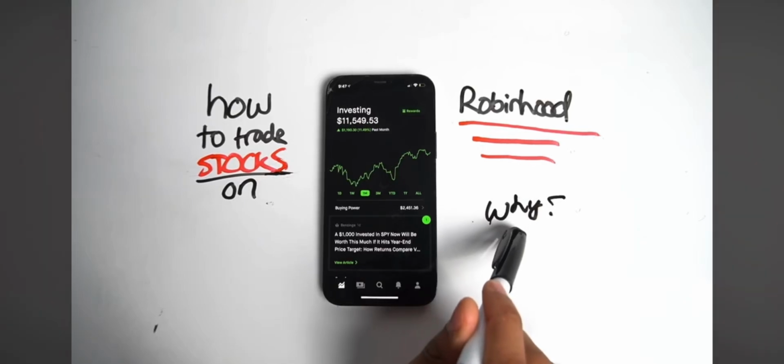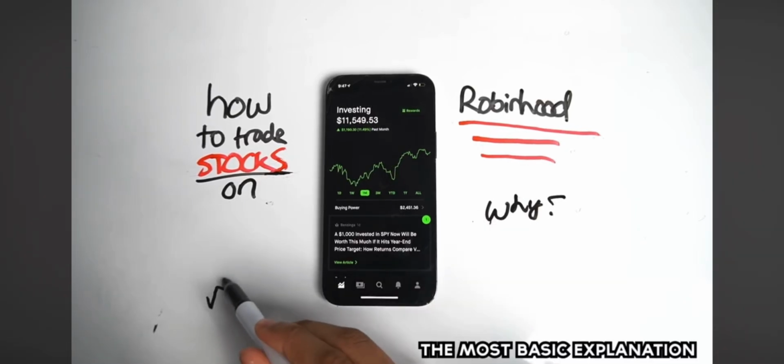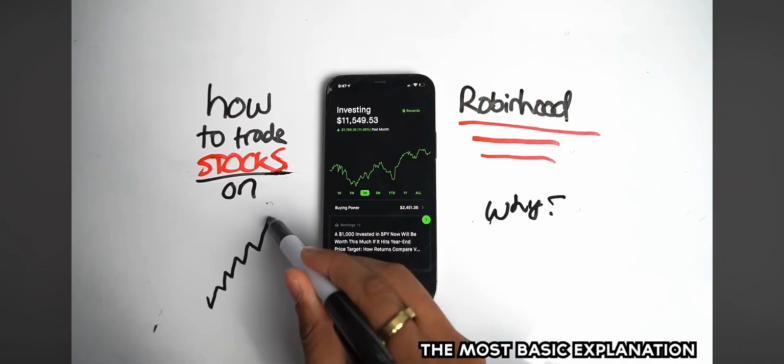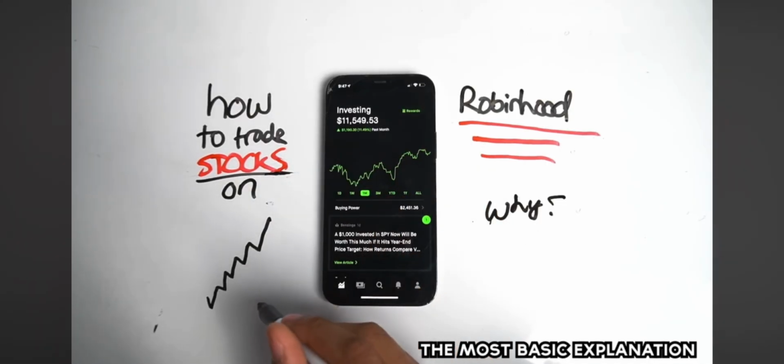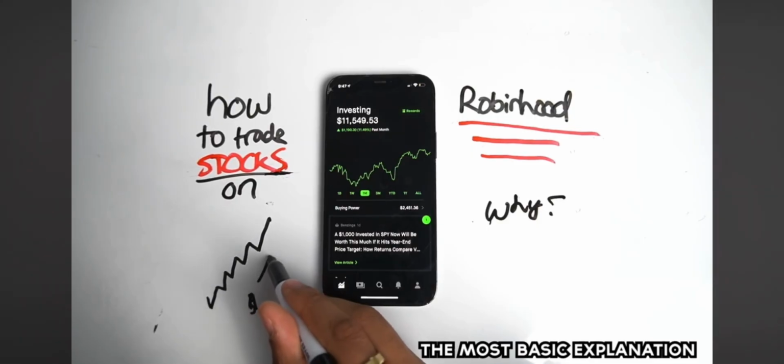Why do we want to buy stocks? When the stock price goes up, right? Let's say this is Apple stock. When the stock price goes up, so will our money. And that's basically how you will make money over time.